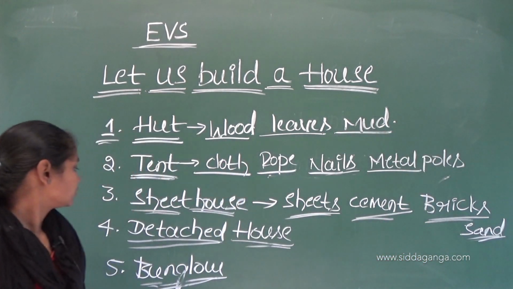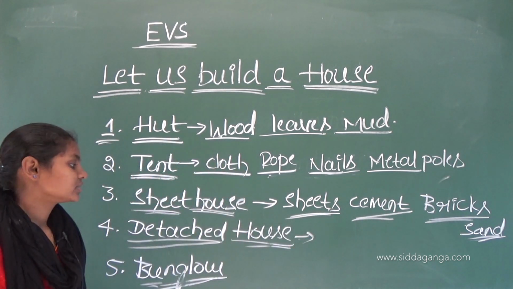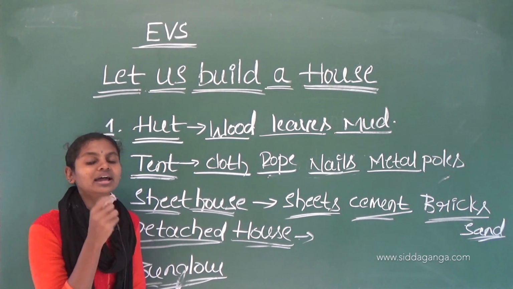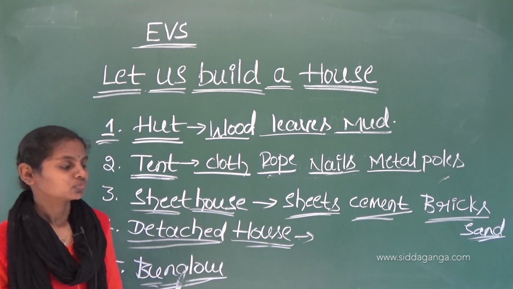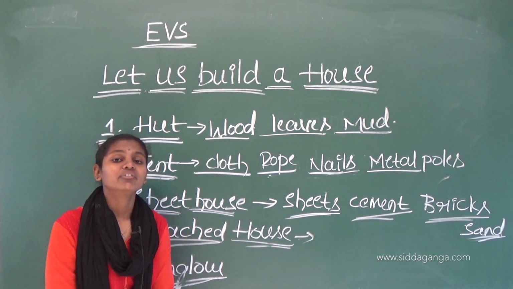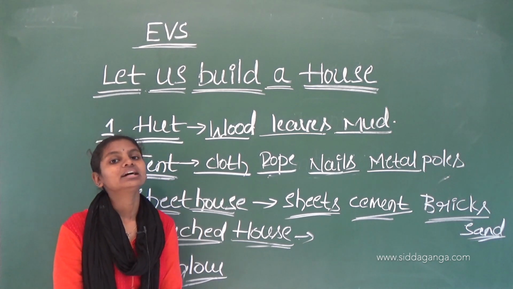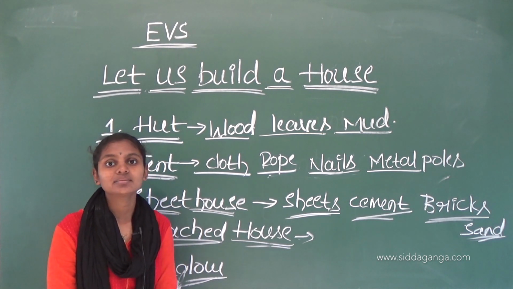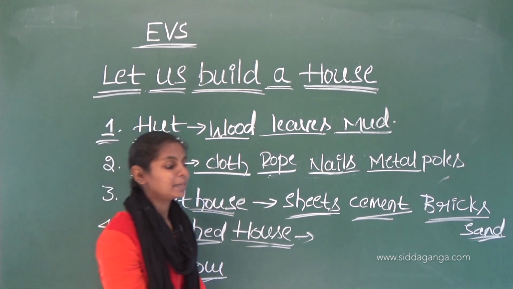Okay. So the next one is detached house. Here we have to use tiles, cement, concrete, sand, and some soil also for the construction of a detached house. Next, bungalow. For a bungalow we have to use cement, bricks, concrete, soil, and sand. And some metals like iron poles are also used to construct houses. So you have to write that, metal poles.